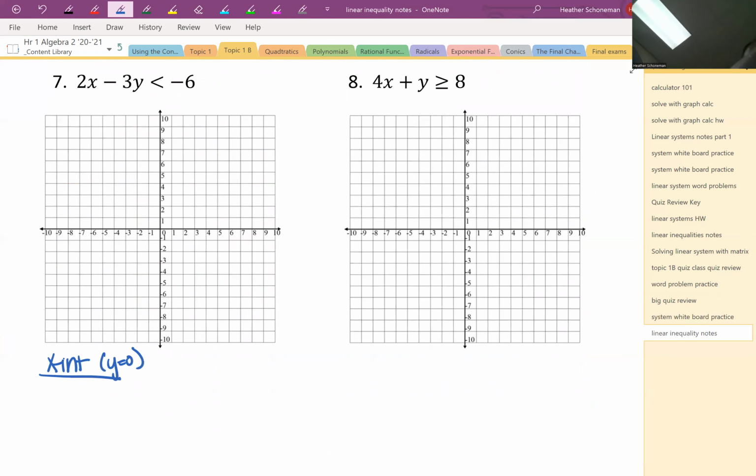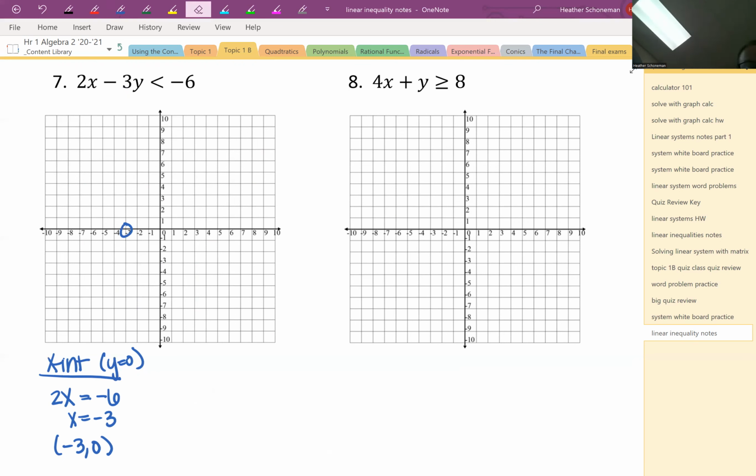So the x-intercept occurs when y equals 0. So if I have this equation, I put 0 in for y, 3 times 0 is 0, that's going to go away. So I get 2x equals -6. If I solve that equation, I get -3. So my x-intercept is -3, 0. Now, because it's a less than sign, I'm going to have an open circle at -3, 0.